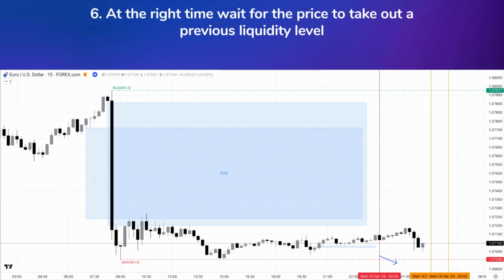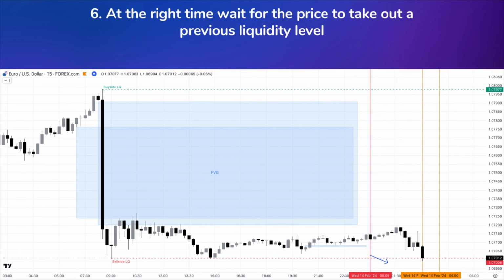We're going to go to the right time and we're going to wait for the price to take out a previous liquidity level. And so here specifically we can see the 15 minutes time frame price movements and the price on the 14th of February 2024. So from midnight until now, a little bit earlier, the 3 a.m. New York local time. Step number 6. At the right time, we're going to wait for the price to take out a previous liquidity level. And we can see that happening here.